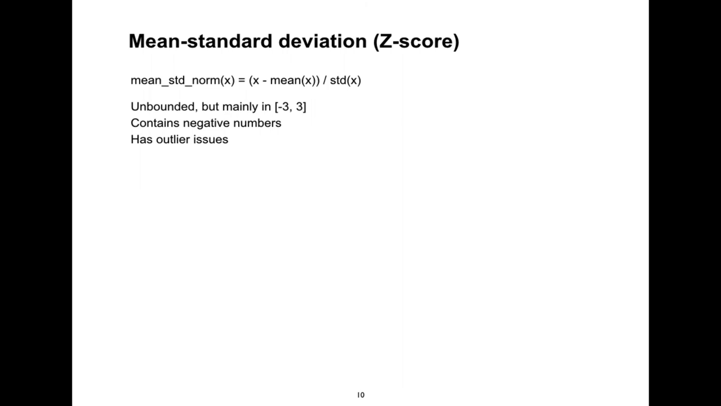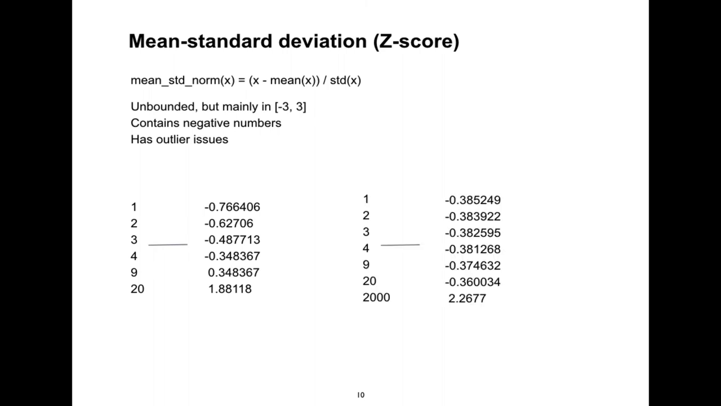Mean standard deviation, so we find a mean, we subtract it off from the value and divide by the standard deviation, and that puts most data pretty much in a range of -3 to 3, but outliers can go beyond it. But it's not as bad, right? So again, the same sequence, that's the outlier. And again, it's not quite as compressed, but it's starting to be fairly compressed, right?